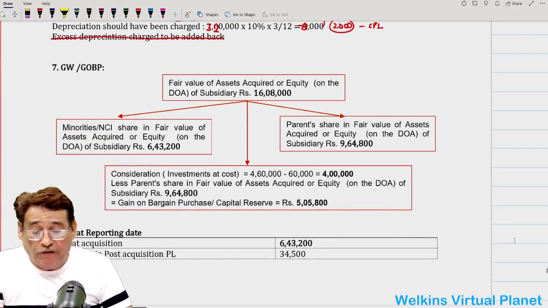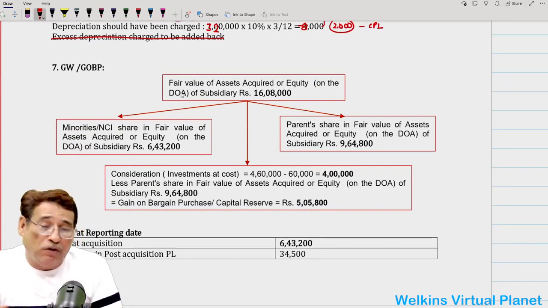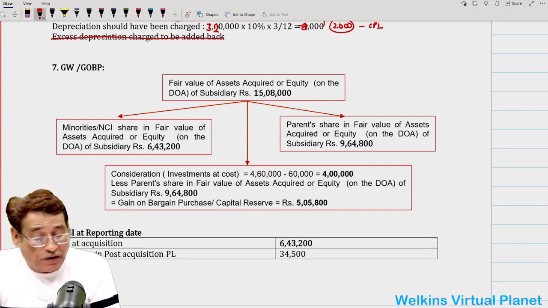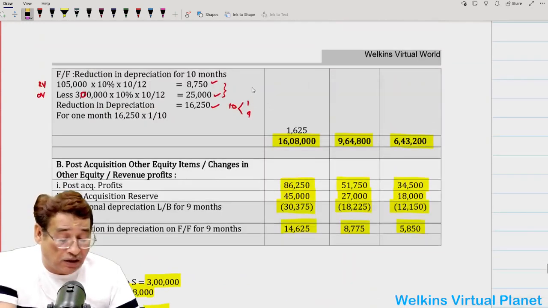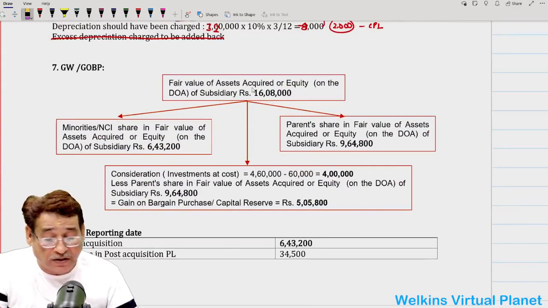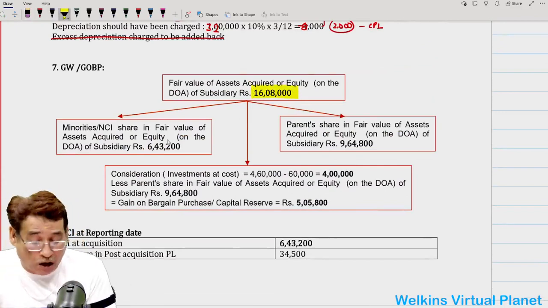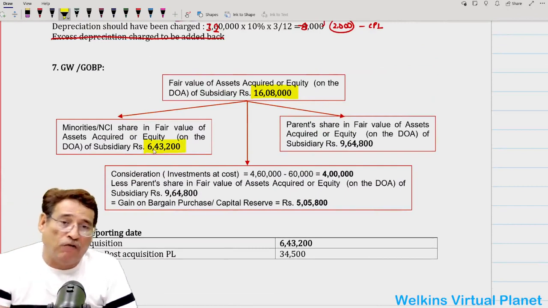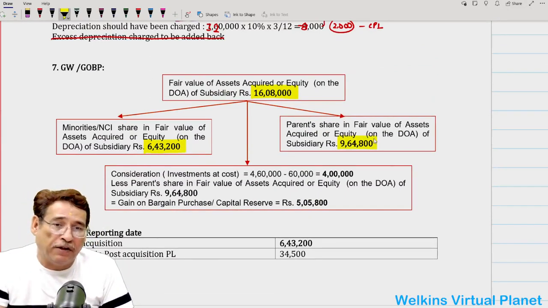Now, we need to find out goodwill or capital reserve. In order to find out goodwill or capital reserve, we see what is the fair value of net assets on the date of acquisition, which we have already computed earlier in this table. 16,08,000 is what we call fair value of net assets of our subsidiary company. Out of that, minority share is 6,43,200 and our share is 9,64,800. Correct?